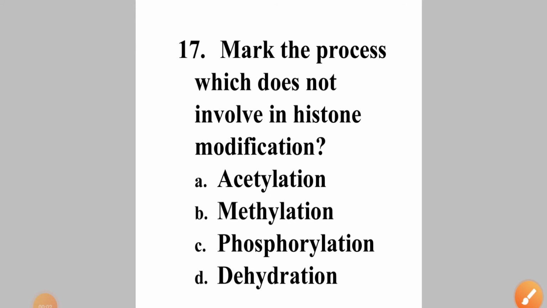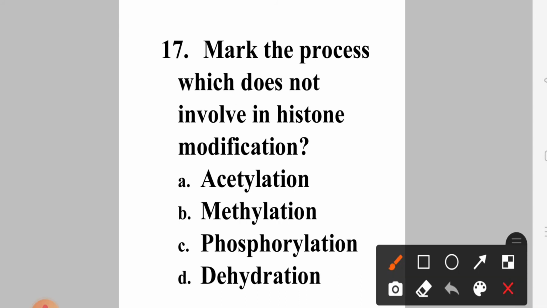Now come to question number 17. Mark the process which is not involved in histone modification. A. Acetylation. B. Methylation. C. Phosphorylation. D. Dehydration. Okay, so there are some chemical modifications and structural changes that take place in the histones during replication and transcription. It is called histone modification. Okay, so जब histone modification होता है तो dehydration process नहीं होता है. Okay, so answer will be option D, that is dehydration.